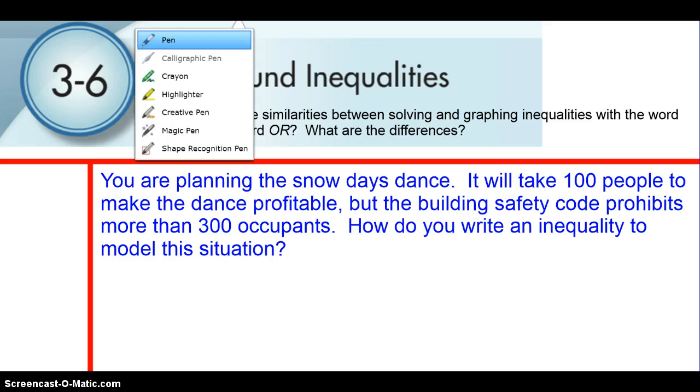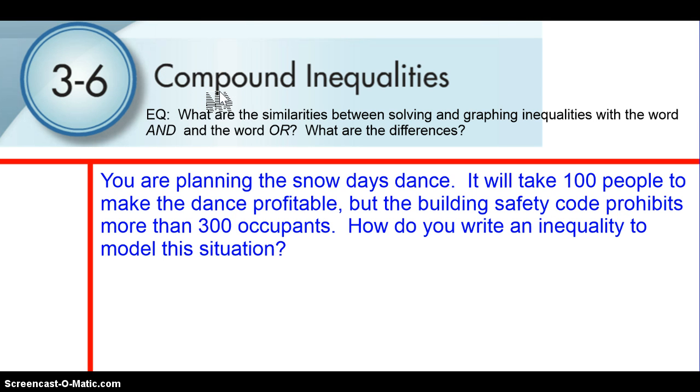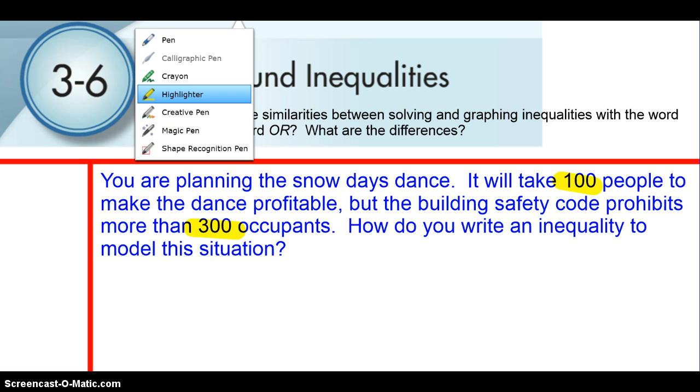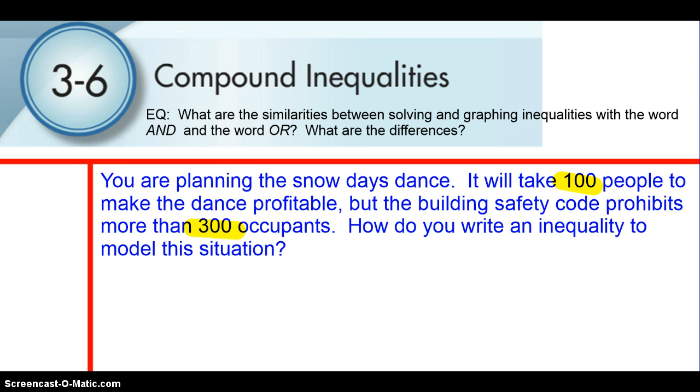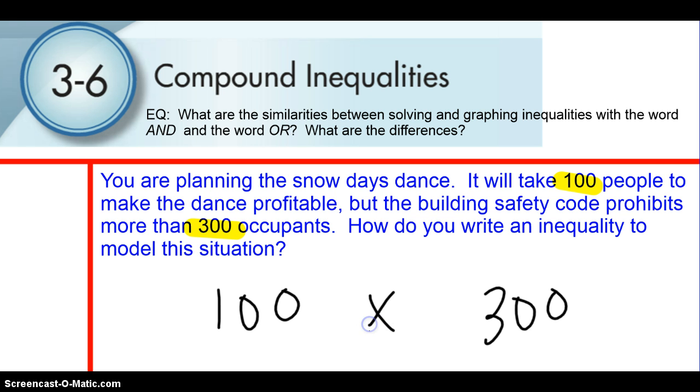Well, here's what I'm going to do. I'm going to go through and highlight the numbers that I see. I see 100 and I see 300. And when I think about it, I'm like, hey, the 100 is probably the smallest. I always write the smallest on the left, and then the 300 is the biggest. And where would the x live? X in this case would live between them.